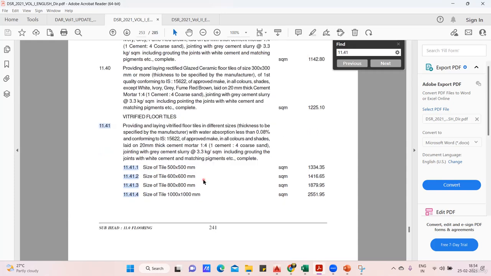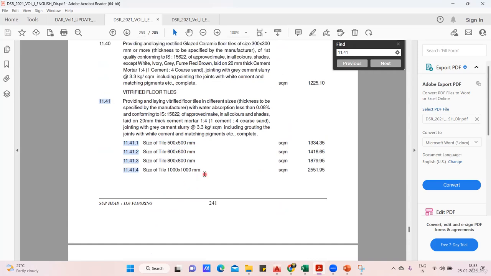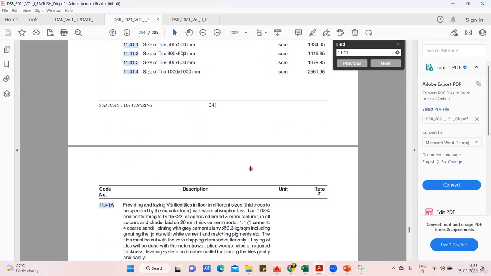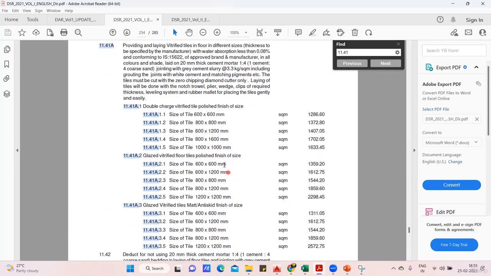Okay, fine. So in this, they have given different sizes of the tile, whether you want to use 500 by 500, whether you want to use 600 by 600, whether you want to use 800 by 800. It totally depends on you. Right now, what I'm considering is that I'll go with 600 by 600, and based on that, it will be 11.41.2. This much you can do, no? Fine. Similarly, here also we have different things.